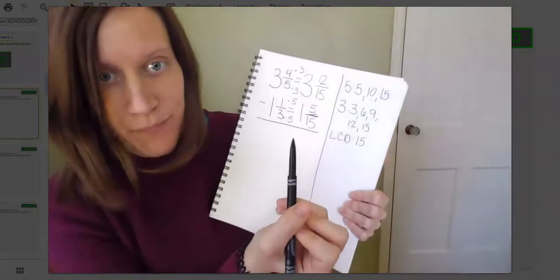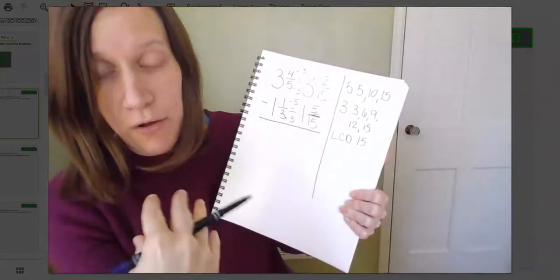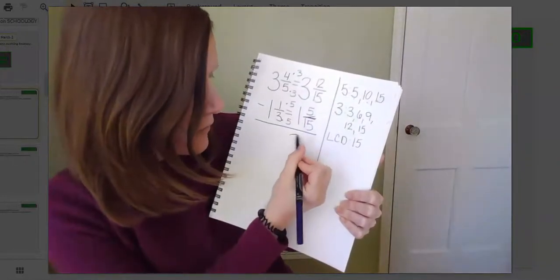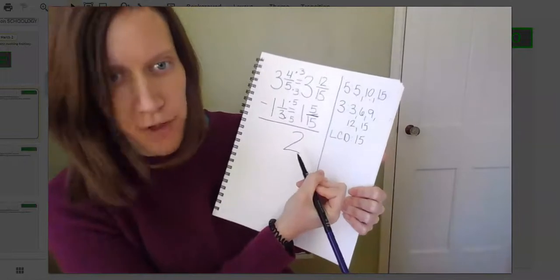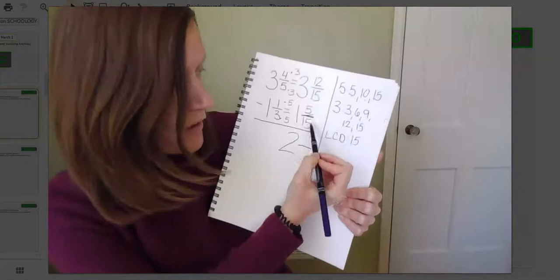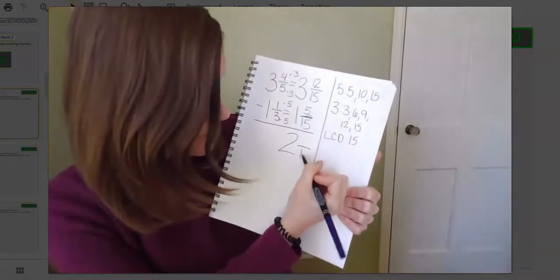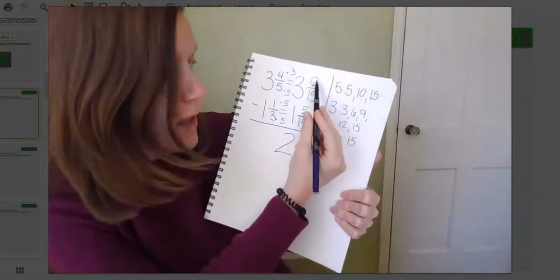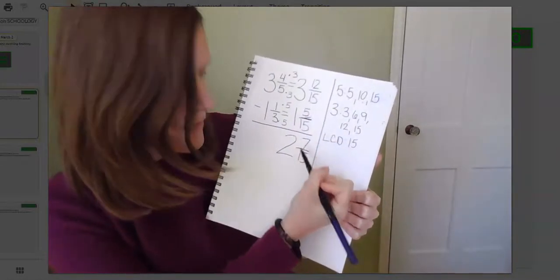Now I just subtract. So I always like to subtract my whole number first so I don't forget it. 3 minus 1 is 2. So she has 2 whole cups of flour left. And then my denominator stays the same. And I subtract my numerator. 12 minus 5 is 7.